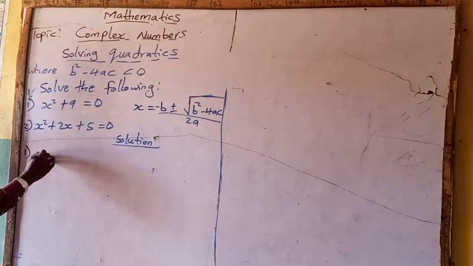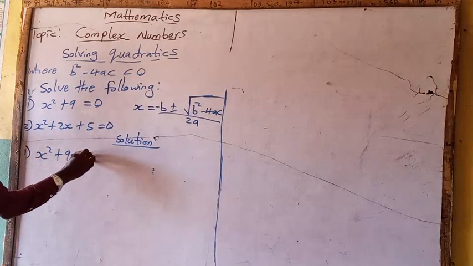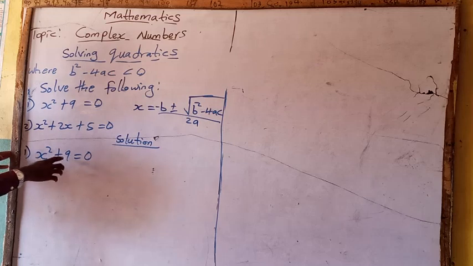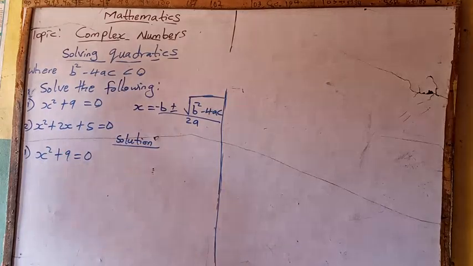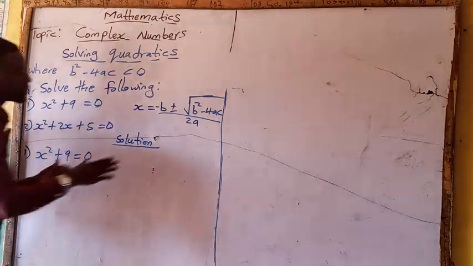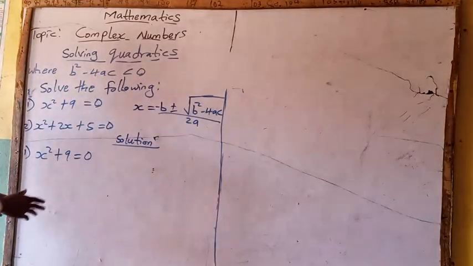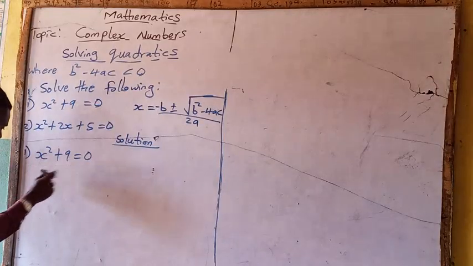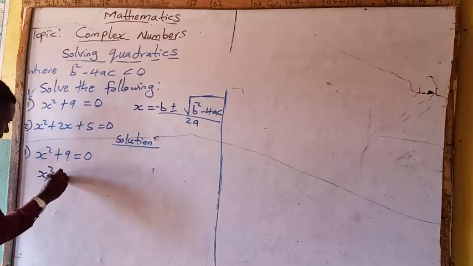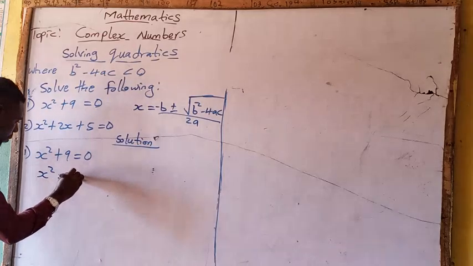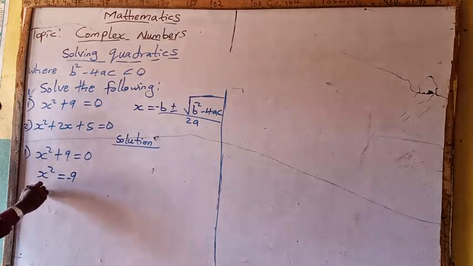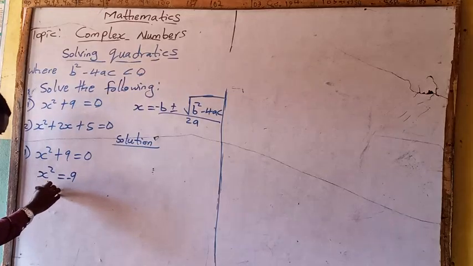The number 1 says, I have x squared plus 9 equals to 0. At this point, your a is 1. You don't have your b. You have just your c. So in this kind of case, we don't need to just substitute into this place. We just collect terms, and this is what I mean. I collect terms, take this side to this one. We have x squared is equal to negative 9. Now take the square root of both sides.